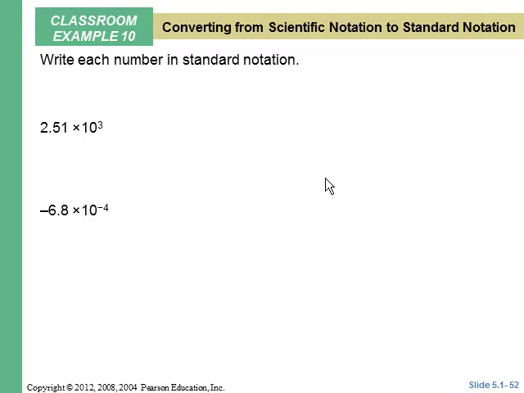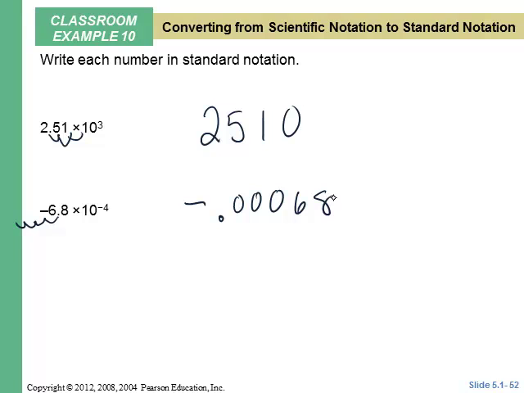Okay, and then when you go from scientific notation, you write the digits 2, 5, 1, move it 3 places, 2, 5, 1, 0. Negative, and since it's going backwards, 1, 2, 3, 4, 1, 2, 3, 6, 8.